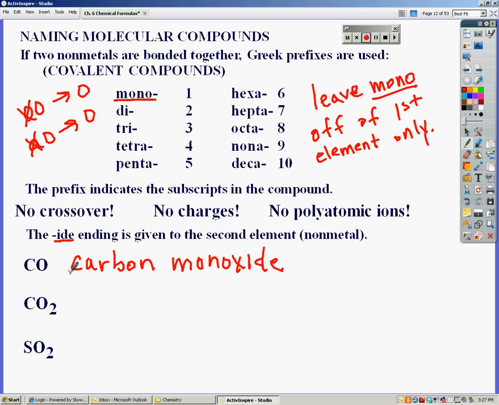Okay, and again, there's one carbon, so it would be monocarbon, except this is the first element, so we leave off the mono of the first element. So this is carbon dioxide. Remember, it ends in "ide." Every single one of these will end in "ide."